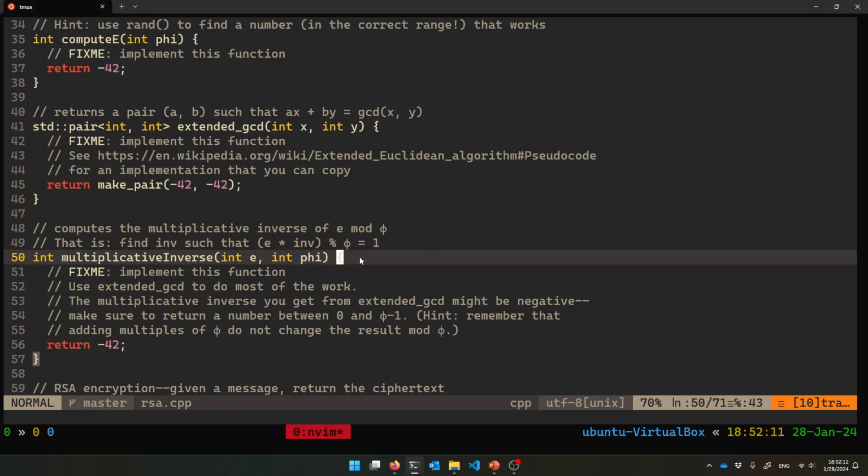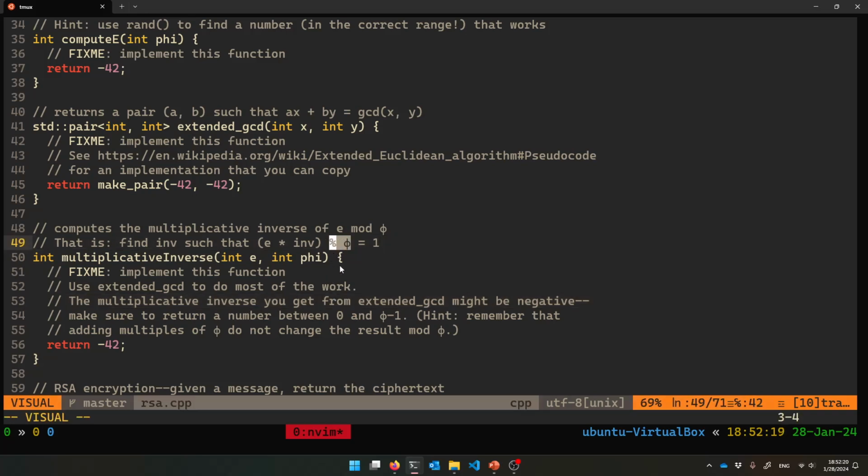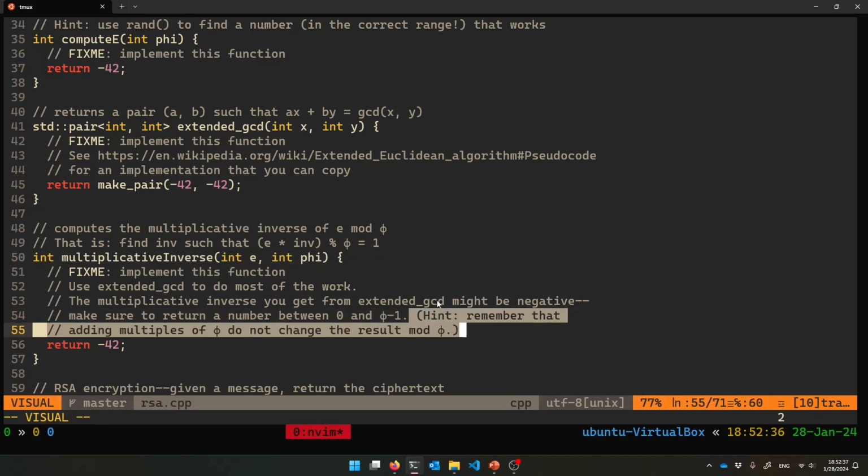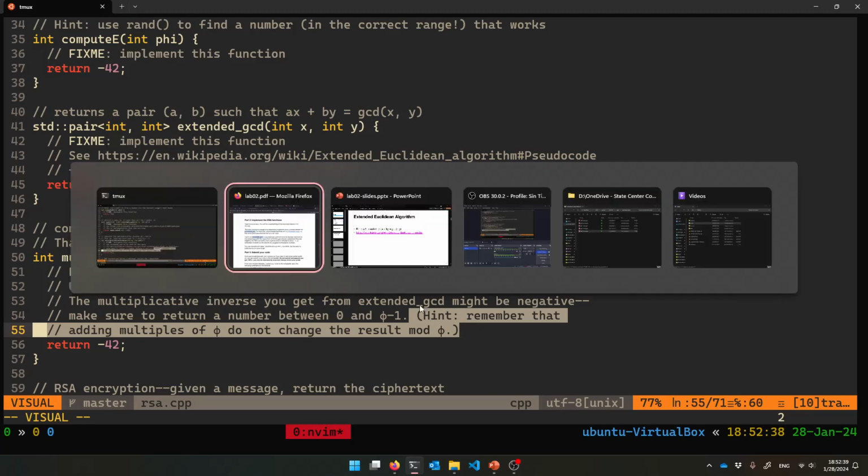So that's the idea. Another thing I want to say about the multiplicative inverse is that remember your answer must be, you're doing mod phi, so your answer must be between 0 and phi minus 1, okay? So if your number is too big, it's bigger than that, or if it's negative, because your coefficient could have been negative when you ran extended GCD, you have to convert it to be an equivalent number, mod phi, within this range, okay? So read this hint as an example. All right, that should help you enough.